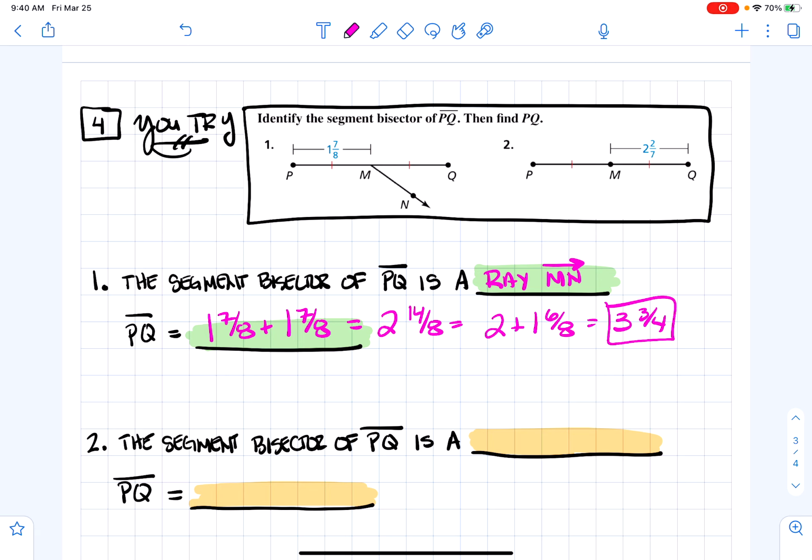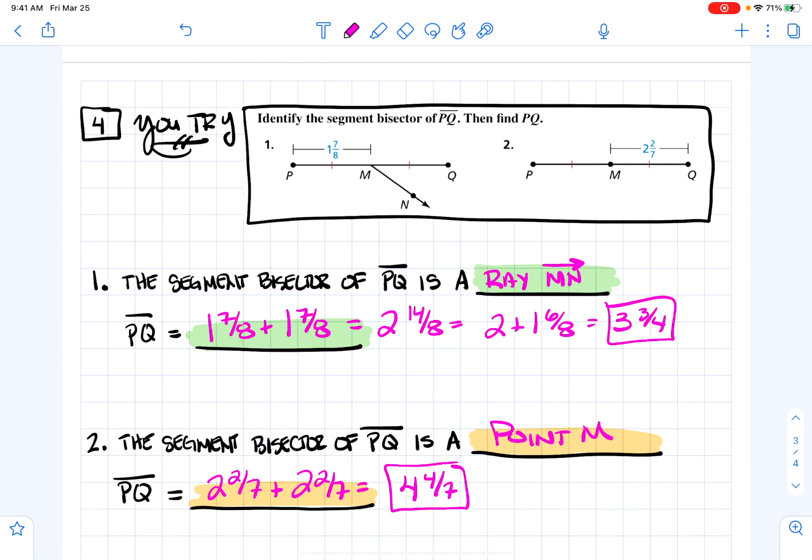Okay, so hopefully you got the right answer. So you should have come up with point M. And you should have come up with 2 2/7 plus another 2 2/7 is a grand total of 4 4/7. That's an acceptable answer. You can leave it just like that if you'd like to.